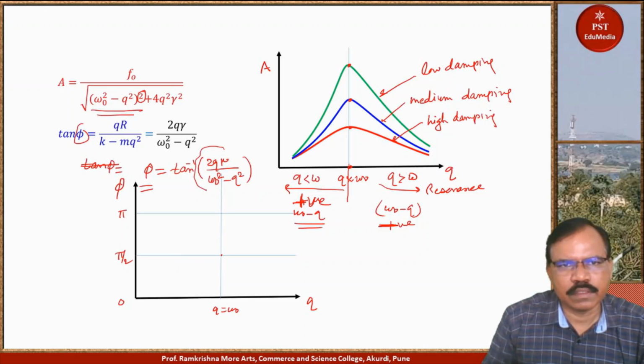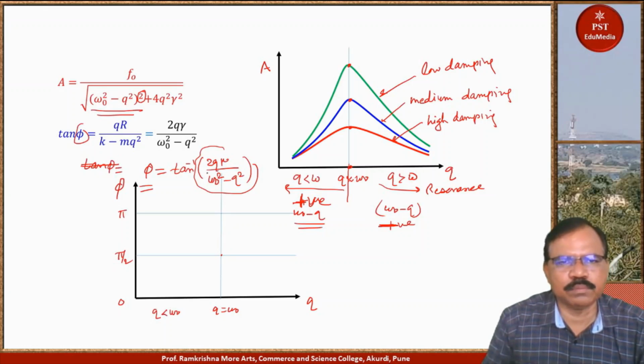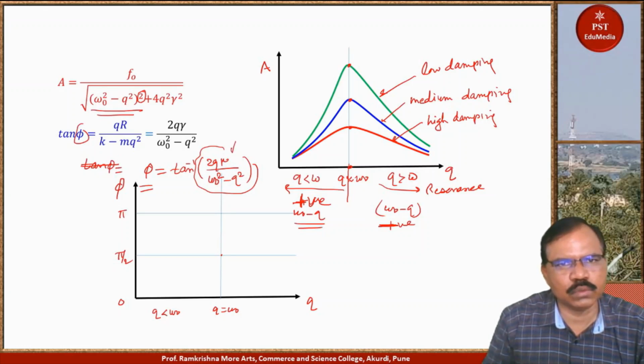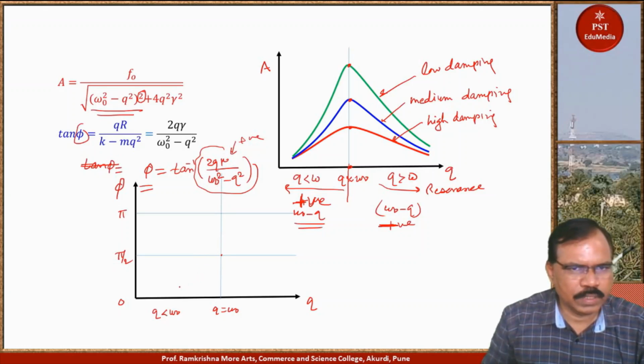If we see this term, q is less than omega 0, so here this is positive. Q less than omega 0 means omega 0 square minus q square is positive, so this whole term is positive. And if we see the angle, it lies between 0 to pi by 2. So if we plot the graph, you will get a graph like this.